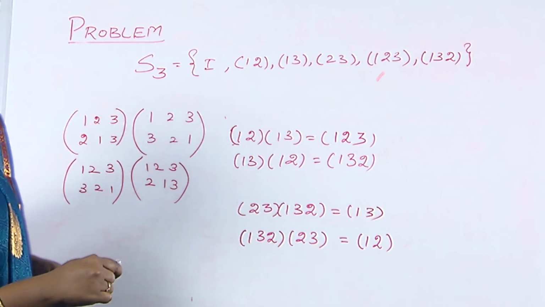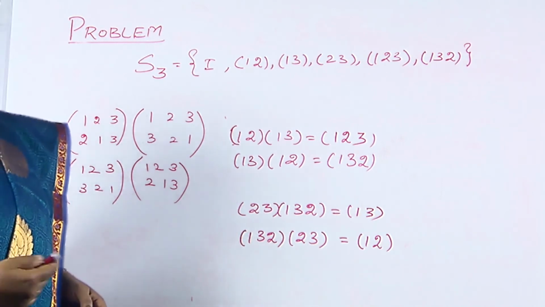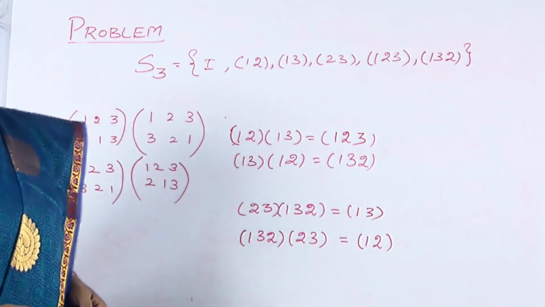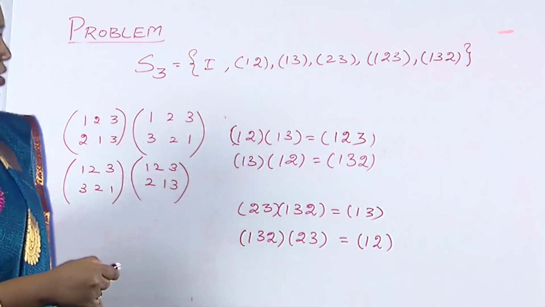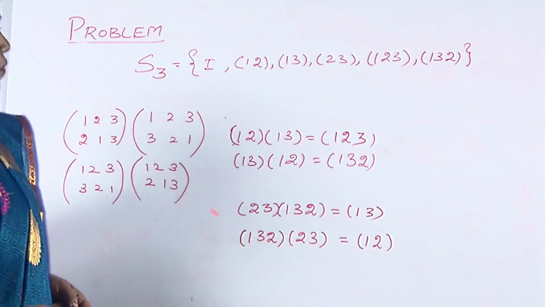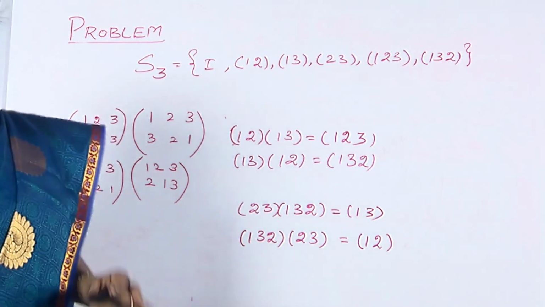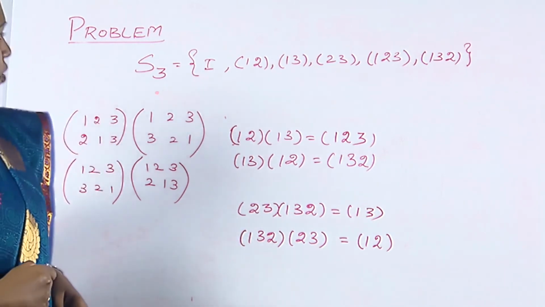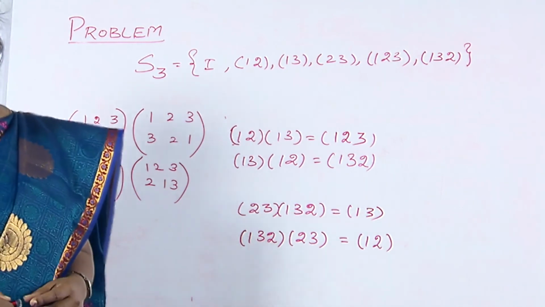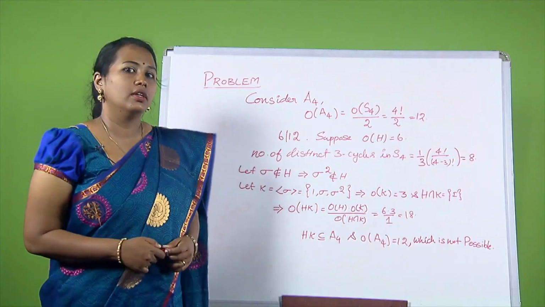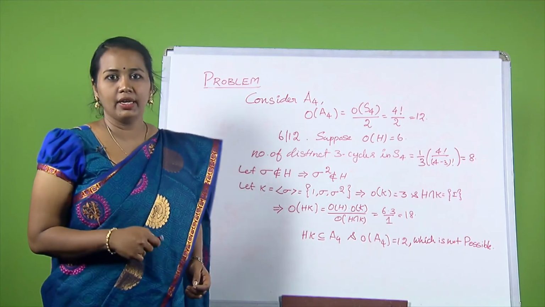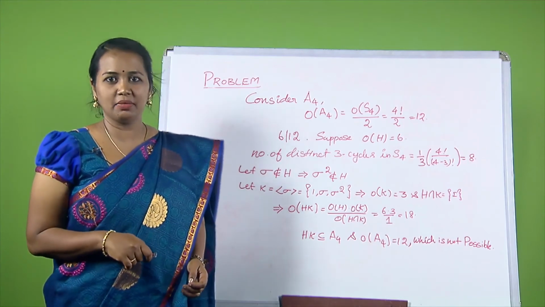Similarly, when we check for 1, 2, 3 and 1, 3, 2 also, this can be done as an exercise. You can check and see that this is also not commutative. So from this particular exercise, we can conclude that the only element belonging to the center of S3 is the identity permutation.